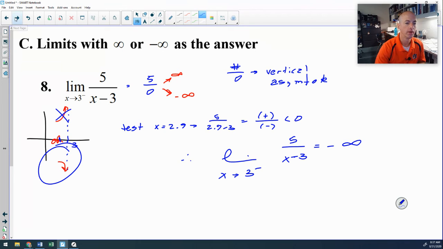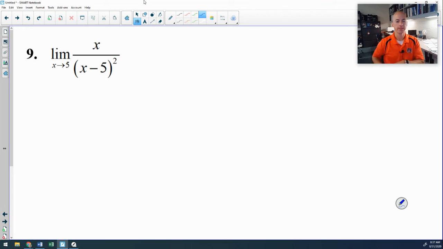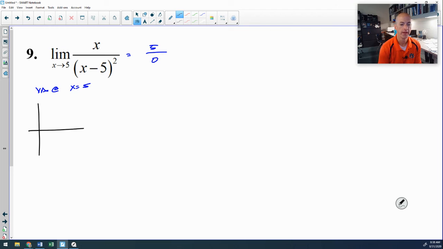One more. Okay, so here the limit is x approaches 5 of this function. So let's see, if I plug in 5, remember we're approaching a number. If I plug in 5, I have 5 over 0 squared. So again, that means there's a vertical asymptote at x equals 5. And if we think about that vertical asymptote, I'm going to sketch this just to give me a visualization here. There's my vertical asymptote at 5.